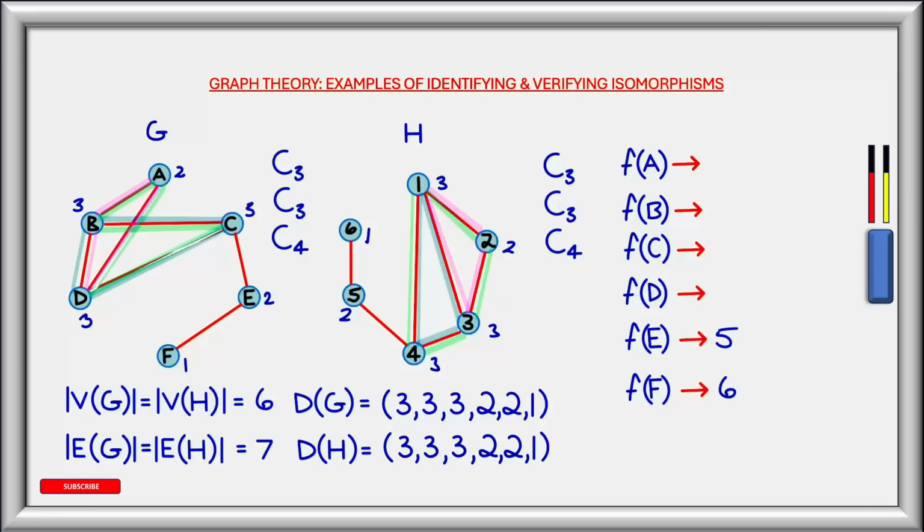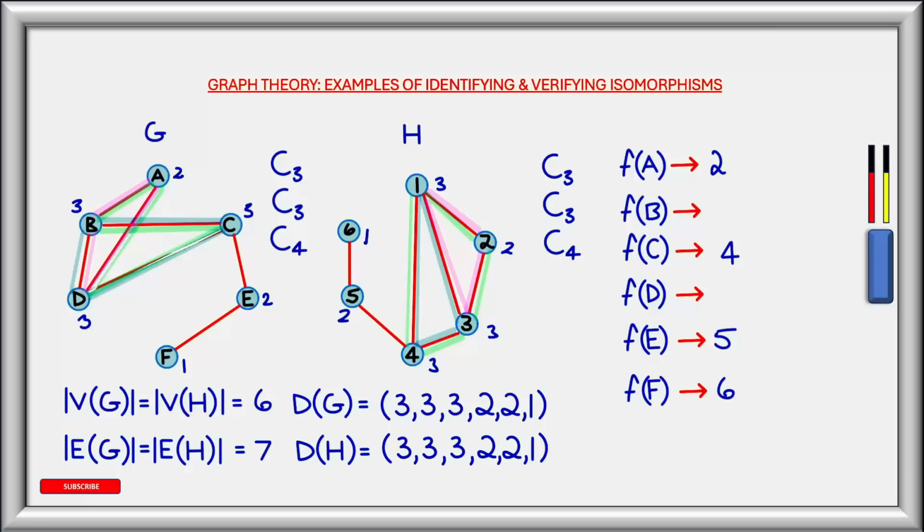And therefore, vertex E maps to vertex 5. And in graph G, vertex E connects to vertex C, which is a degree 3 vertex. And in graph H, vertex 5 connects to vertex 4, which is a degree 3 vertex. And so we can map vertex C in graph G to vertex 4 in graph H. And of the remaining unmapped vertices, in graph G, there is only one vertex with a degree of 2, and similarly in graph H. In graph G, vertex A is a degree of 2, and in graph H, vertex 2 is a degree of 2. And therefore we can map vertex A to vertex 2.